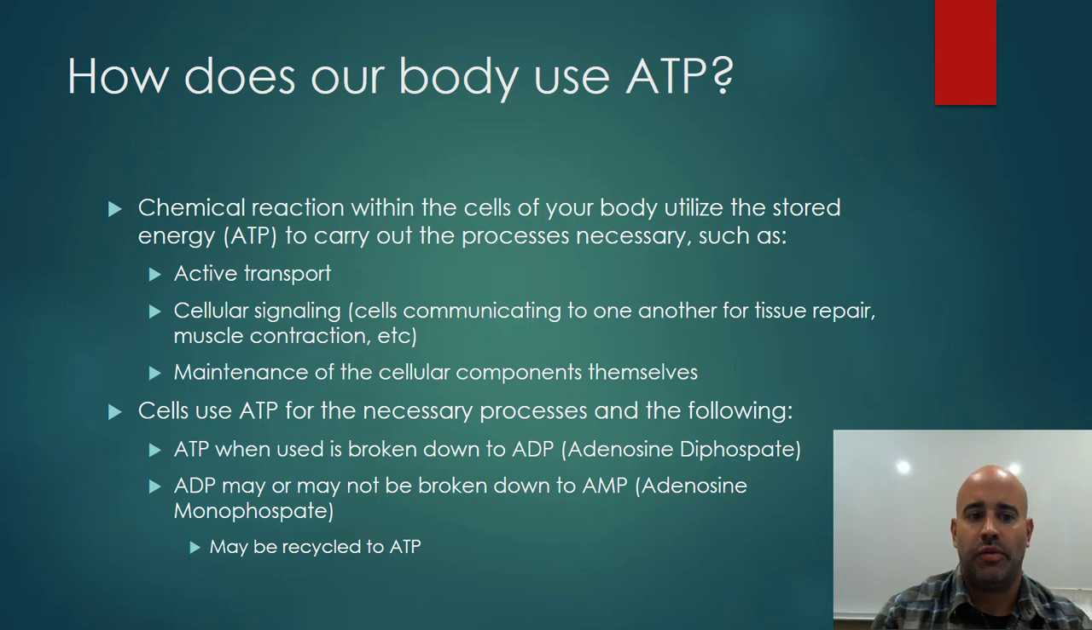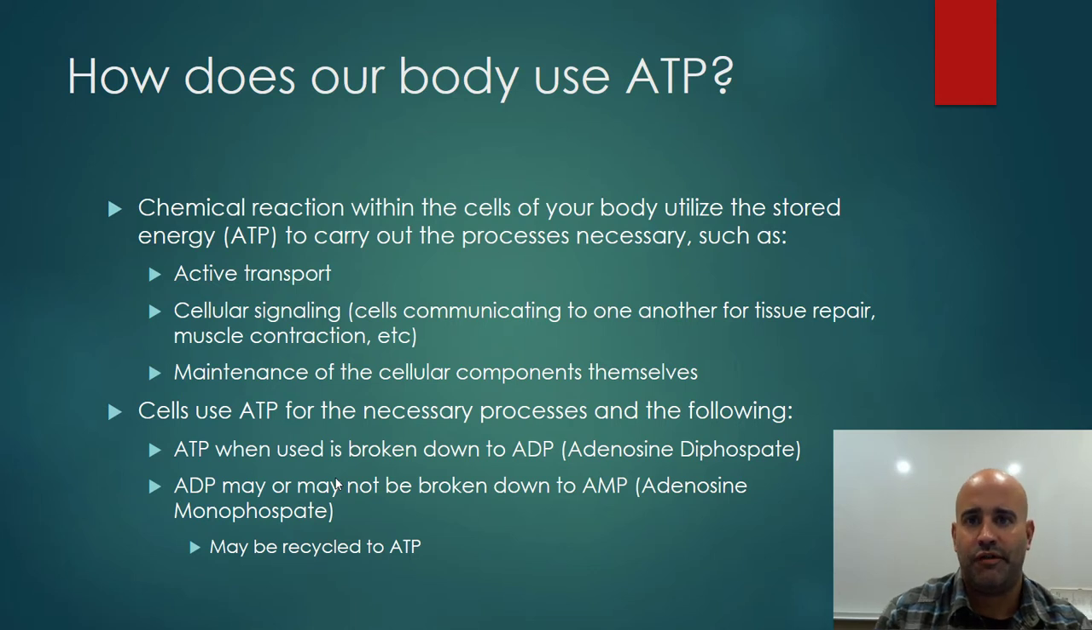Also, when we look at cellular signaling, the definition of that very plainly is cells communicating to one another for tissue repair and muscle contraction. We need to be able to say, okay, muscle cell next to me and next to you and next to you, almost like a game of telephone, we need to contract. And how does that signal get sent, and how do these channels open? We're going to talk about that a little bit in cardiac action potential today as well. That's done with ATP.